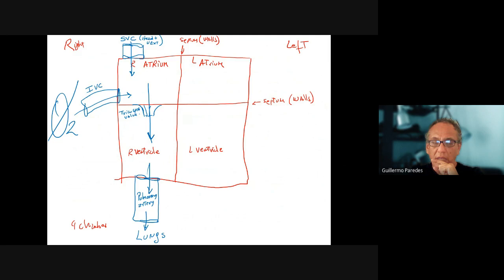Now, what happened? This blood that contains a lot of carbon dioxide goes to the lungs. In the lungs, they are going to have the gas exchange. And what happened? There's going to be returning, I'm going to delete this here. I'm going to have four vessels coming in. One, two, three, and four. All right, so these vessels are going to be called the pulmonary veins.